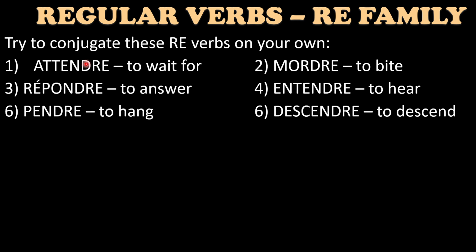Mordre is to bite, répondre is to answer or to reply, respond, entendre is to hear, pendre is to hang, and descendre is to descend. So these are 6 important RE verbs I've picked up for you. You can try conjugating a couple of them using the tables. With this we wrap up the 3 regular families. Hope you've understood all of them. Thank you. Take care.